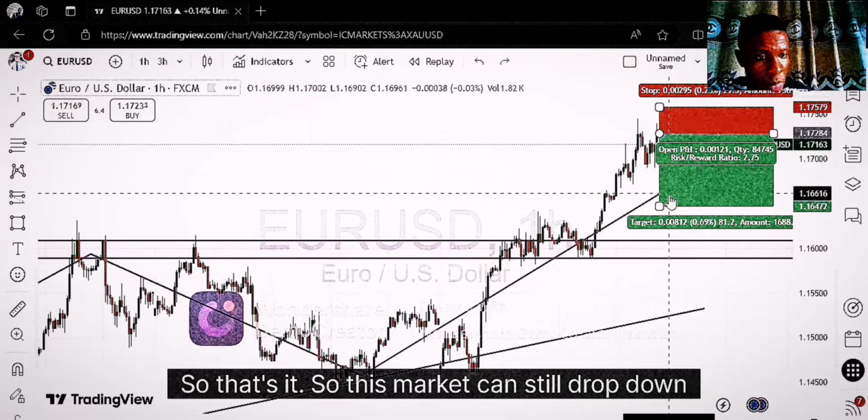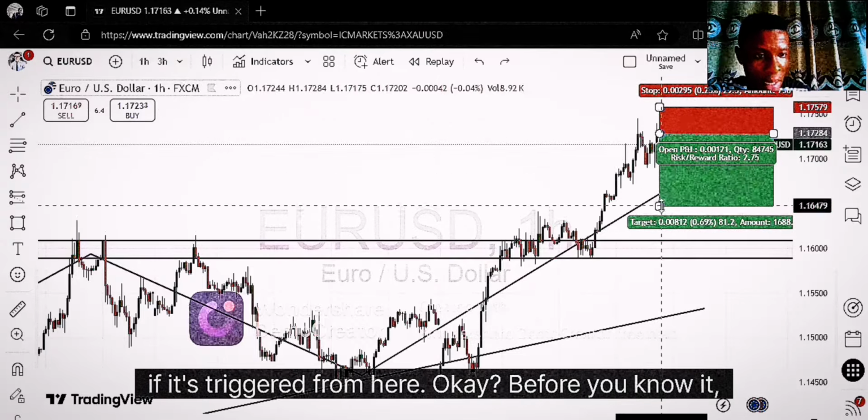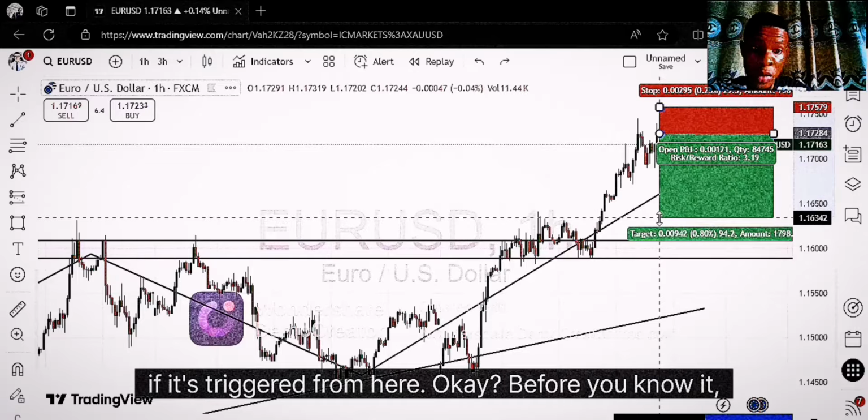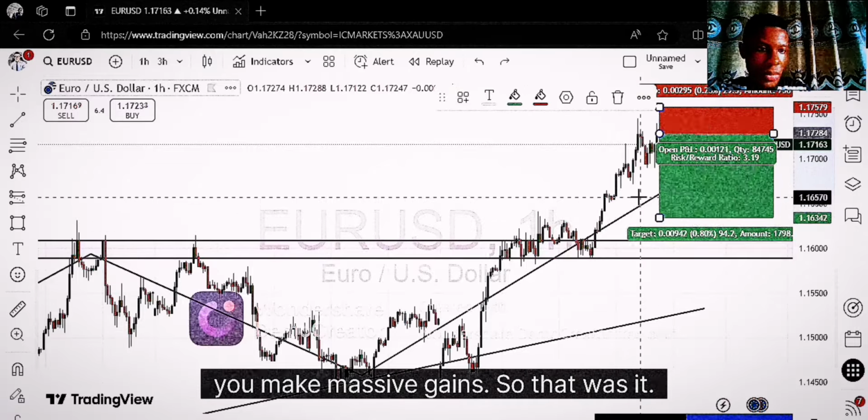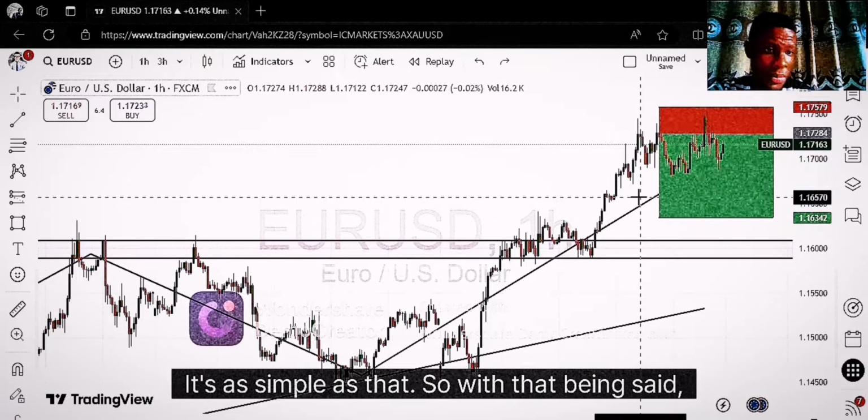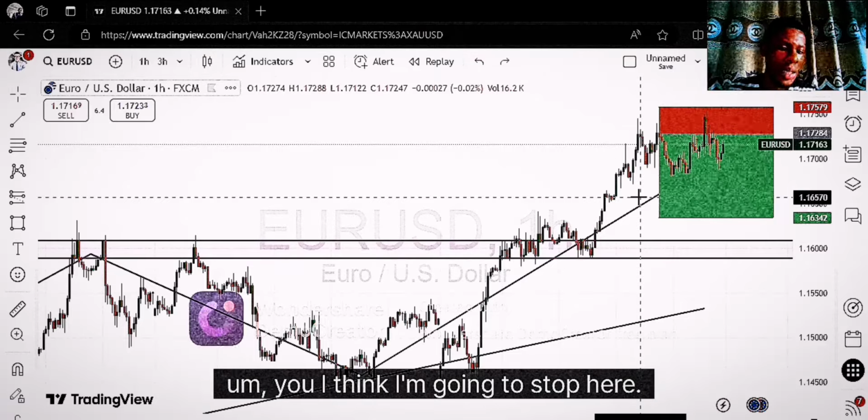So this market can still drop down if it's triggered from here. Okay? Before you know it, you make massive gains. So that's it. It's as simple as that. So with all being said and done, I think I'm going to stop here.